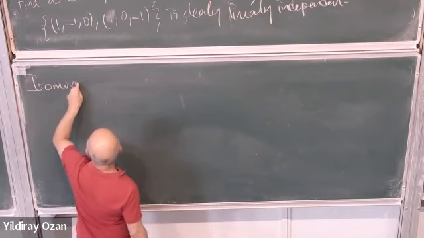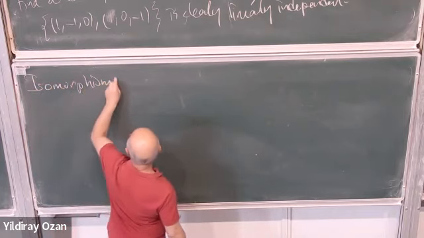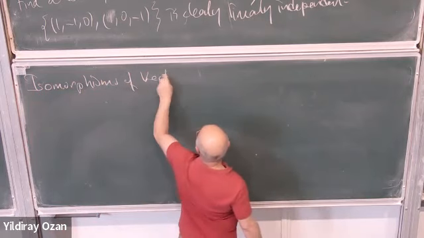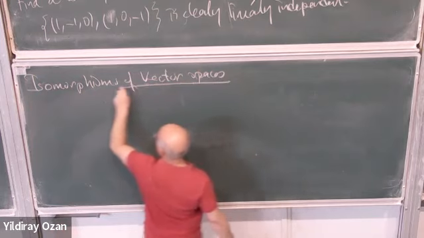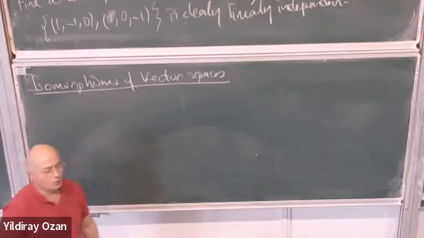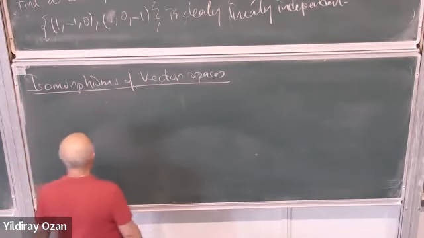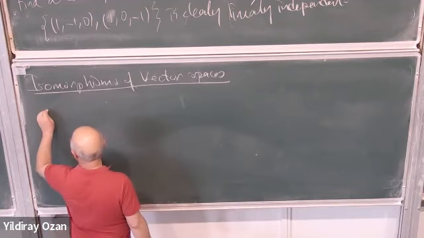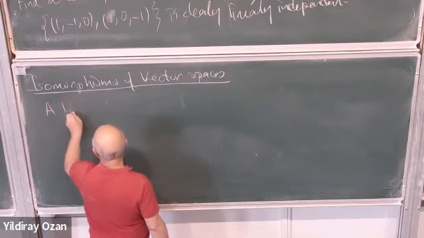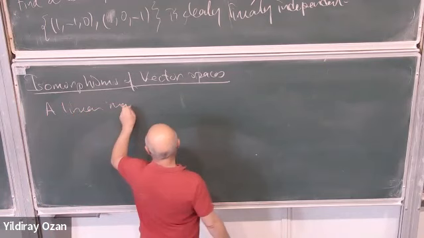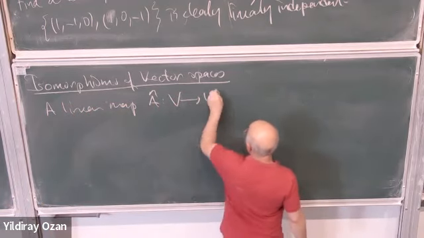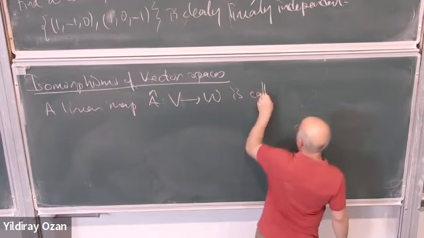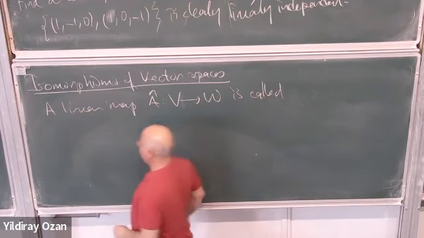Isomorphisms of vector spaces. So, a linear map A hat from V to W is called an isomorphism.